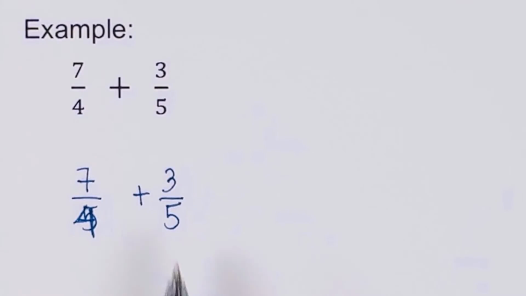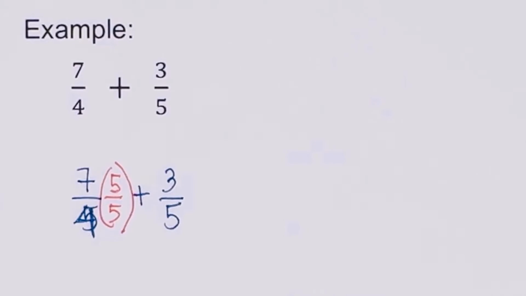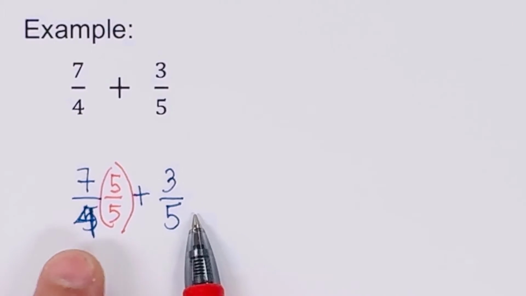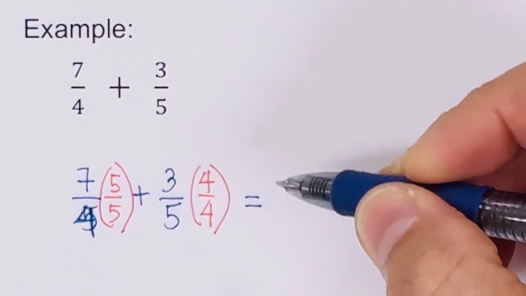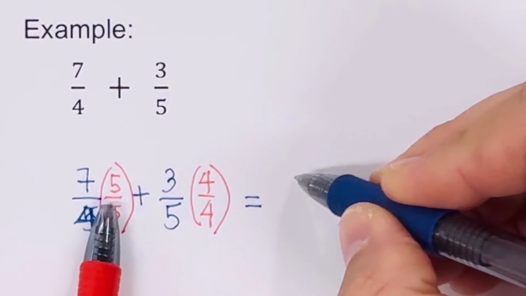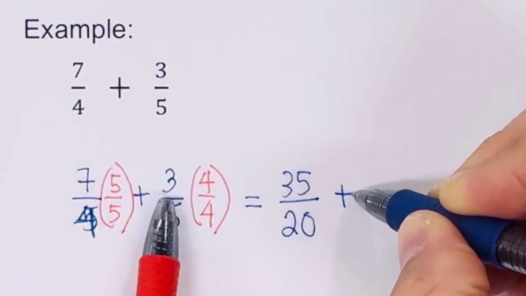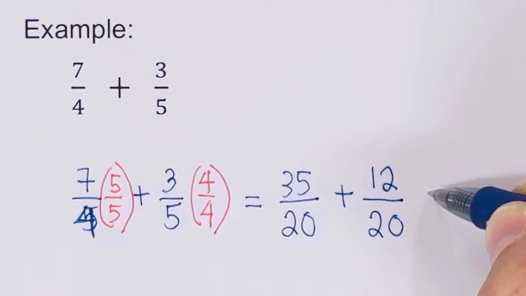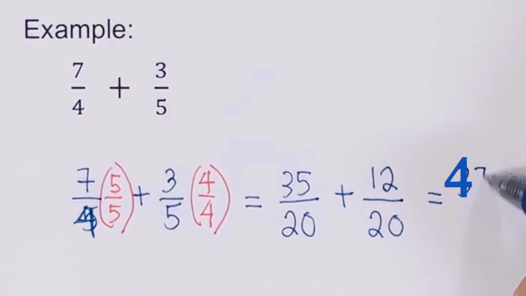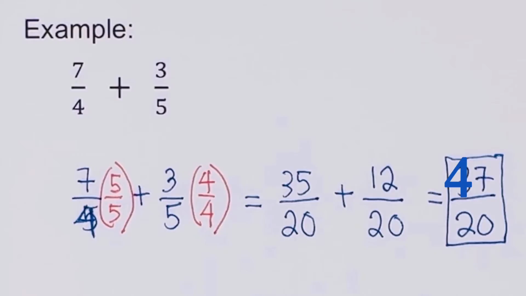So what I would do is I will multiply the first one with a 1 in a form of 5 over 5. So that's 5 over 5. And I will multiply the second with a 1 in a form of 4 over 4. So then we can go ahead and simplify this further. We have 7 times 5 is 35 over 4 times 5 is 20 plus 3 times 4 is 12 over 5 times 4 is 20. So we now have the same denominator. So this is 47 over 20. So this is the sum of these two fractions when added together.